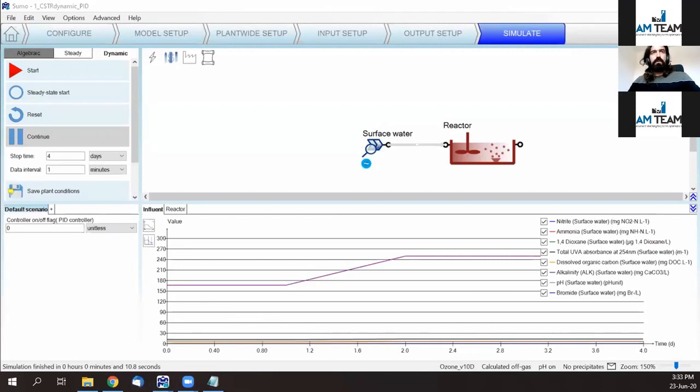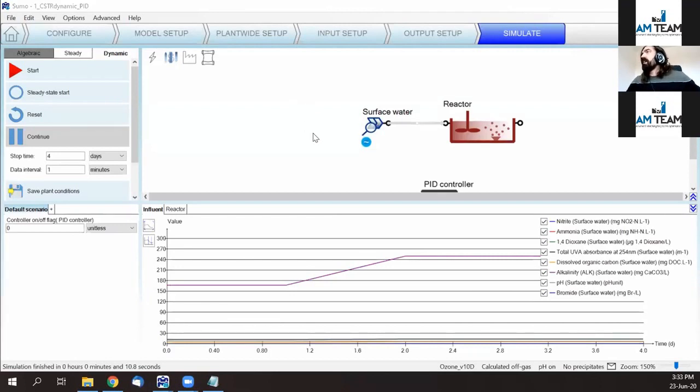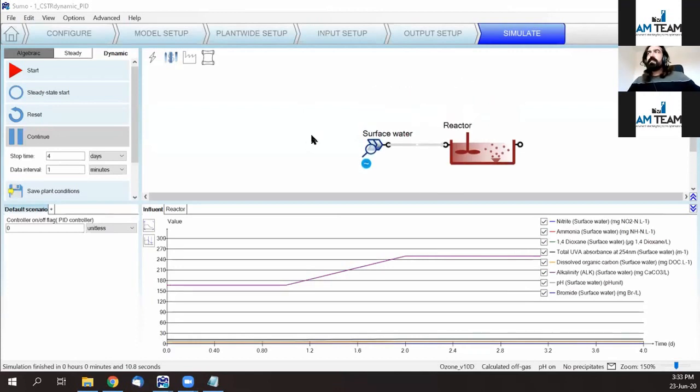So in my screen now, you can see a slightly more improved, continuous plant here, in which you have some surface water entering a reactor, a single reactor in which we are inflating our ozone gas. Now, the surface water, let's assume it's initially of constant composition, and then it starts changing because of some surface water.